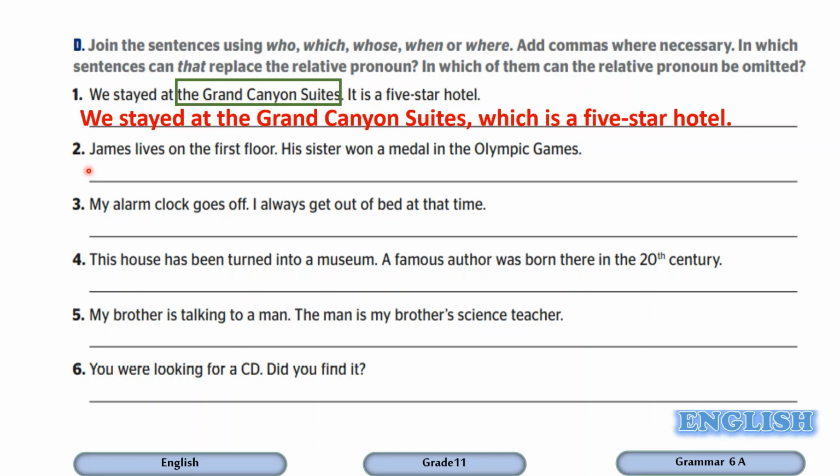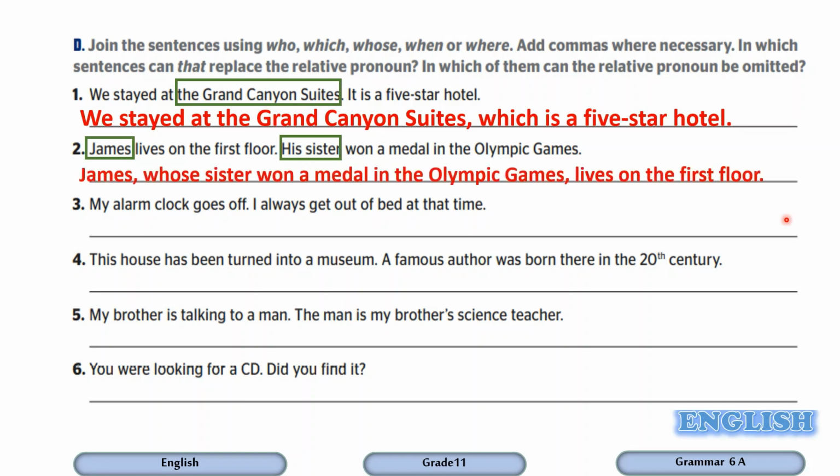The second one, James lives on the first floor. His sister won a medal in the Olympic Games. We are talking about the sister of James, and this might remind you of the relative pronoun whose. Very good. James, whose sister won a medal in the Olympic Games, lives on the first floor. As you can see, we put the relative clause between two commas because it's an extra piece of information.